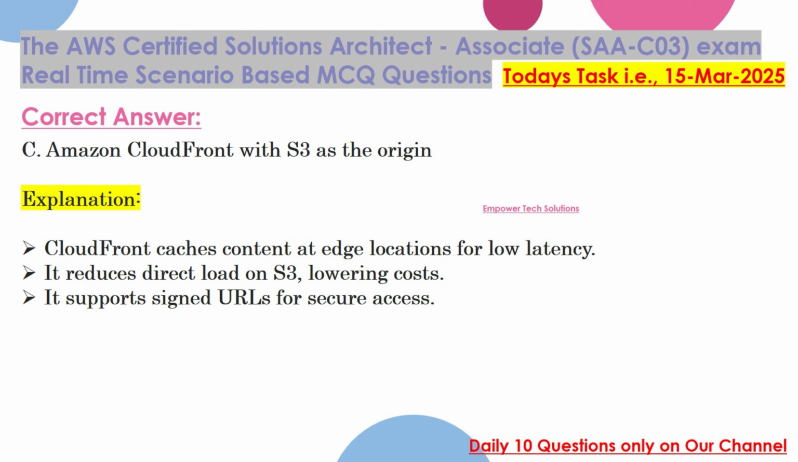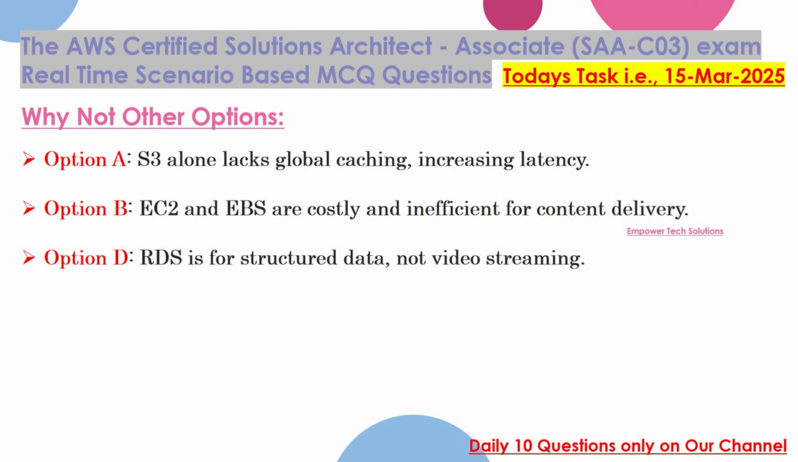Explanation: CloudFront caches content at edge locations for low latency. It reduces direct load on S3, lowering costs. It supports signed URLs for secure access. Why not other options? Option A, S3 alone lacks global caching, increasing latency. Option B, EC2 and EBS are costly and inefficient for content delivery. Option D, RDS is for structured data, not video streaming.